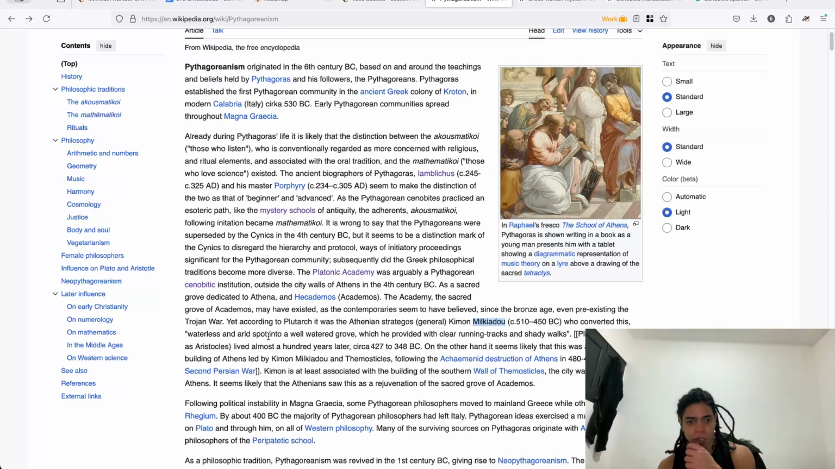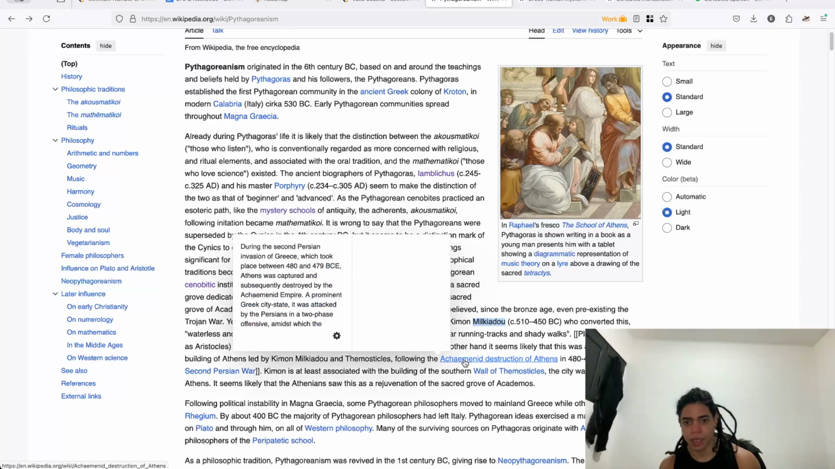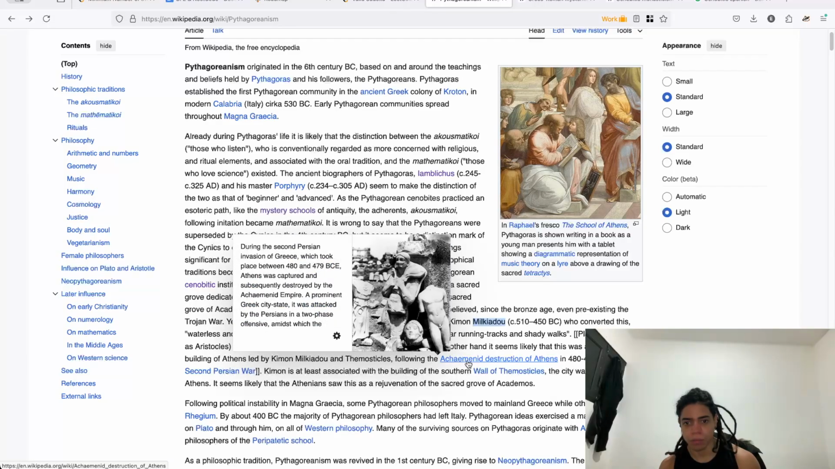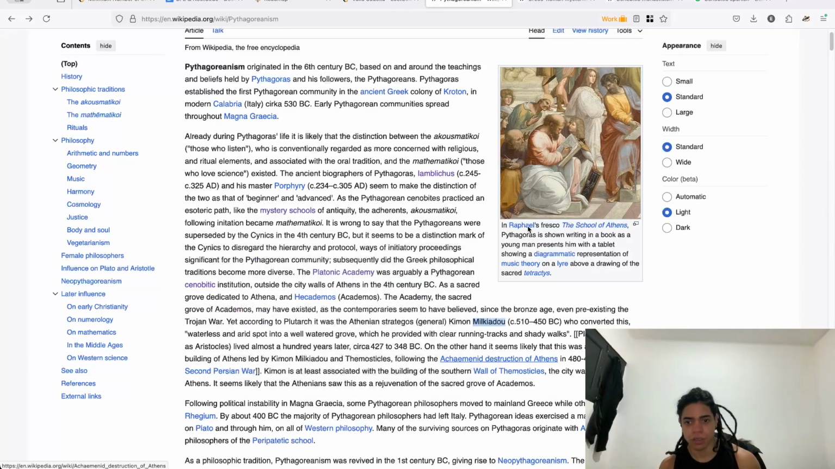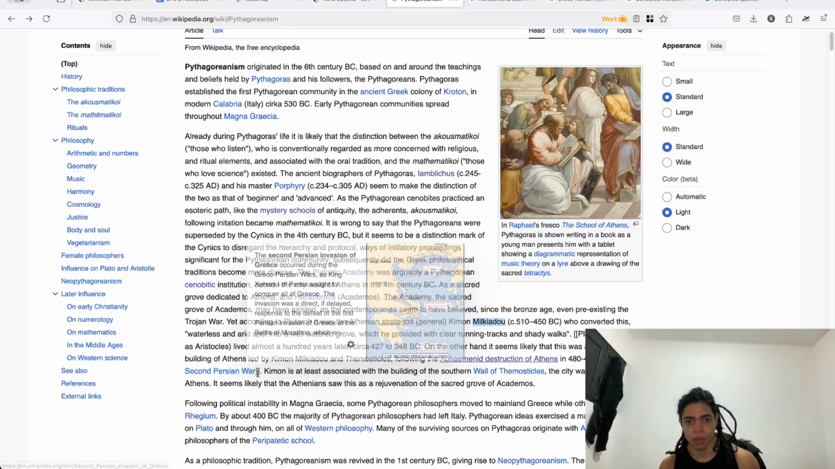Plato, also known as Aristocles, lived hundreds of years later, circa 426 to 348 BC. On the other hand, it seems likely that this was a part of the rebuilding of Athens led by Cimon and Themistocles, following the Achaemenid destruction of Athens in 480 and 479 before Christ. The Second Persian War.